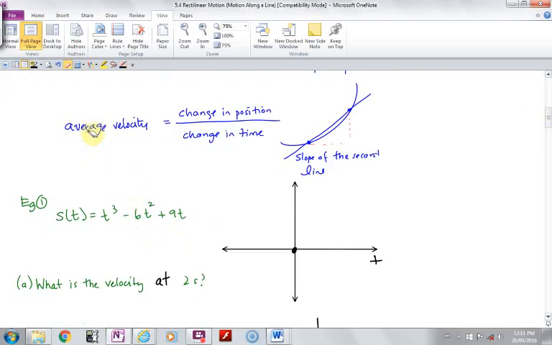Average velocity, you remember, is change in position over change in time, or back in physics days you probably said total displacement over total time, right? So for us, average velocity is just the slope of the line between two points. The secant is what we call that line. You probably haven't used that word before. Secant just means a straight line that joins two points on a curve, okay?